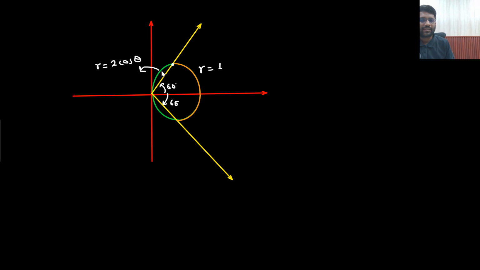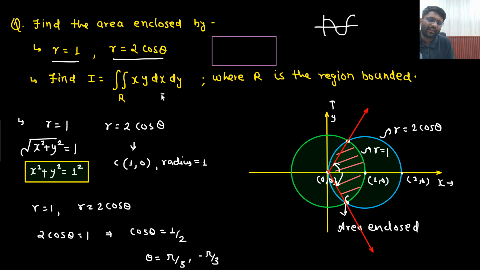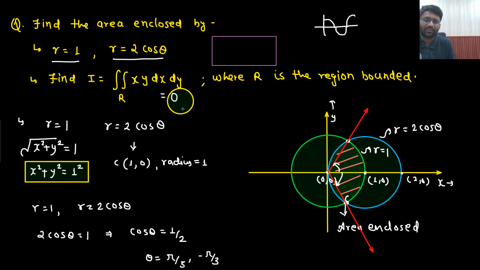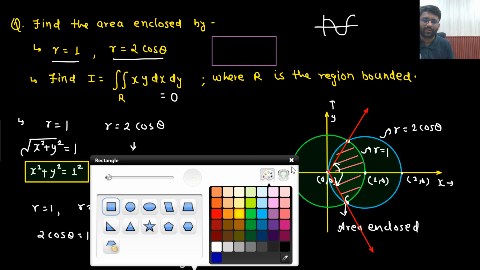What are we supposed to find out? We are supposed to find out this shaded area. First of all, it is symmetric about the x-axis. Since it is symmetric about the x-axis, I already know the value of this integral, so the answer will be 0 here. I don't care about it. But I care about the shaded area. That is important for me.